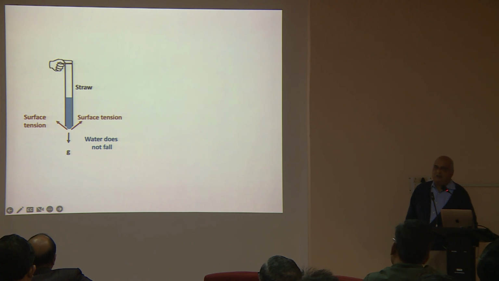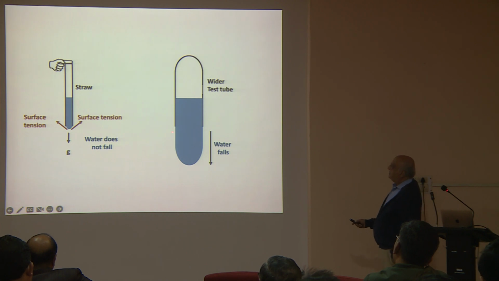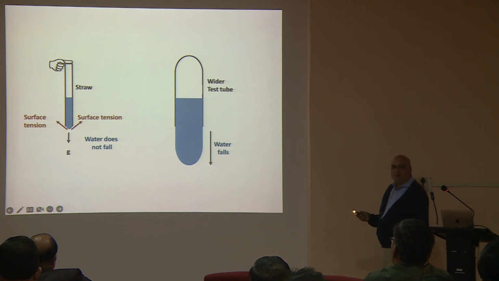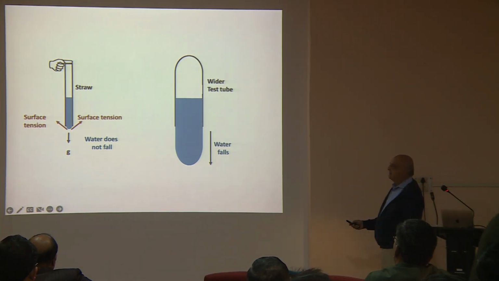It just has to do with the fact that the straw is very narrow. If I do the same thing in a test tube, much wider, even though the test tube is closed at the top, this liquid will not remain. It will fall, completely fall. So what's the difference? What's the difference between the left and the right? The only difference between left and right is this is a narrow diameter, it's a wide diameter.